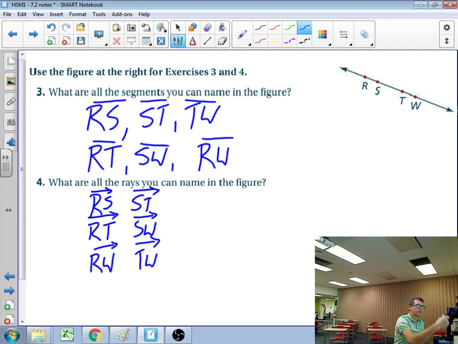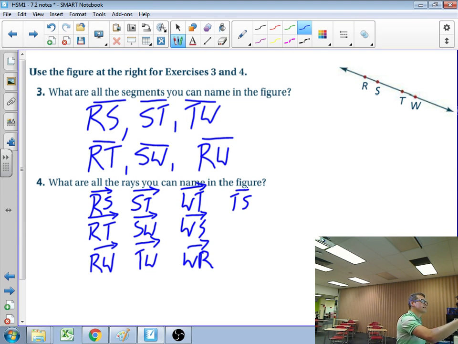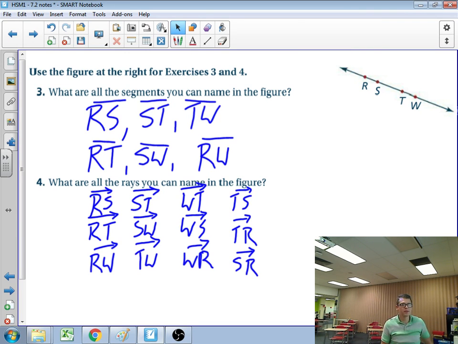So now if I come and point left, I could do WT, going towards T, WS, going towards the S, WR, going towards R, and then I start working my way up, TS and TR, and then the only one left is SR, and I believe I've gotten all of them. Yep, so there should be a dozen different rays that you can name there in that line.